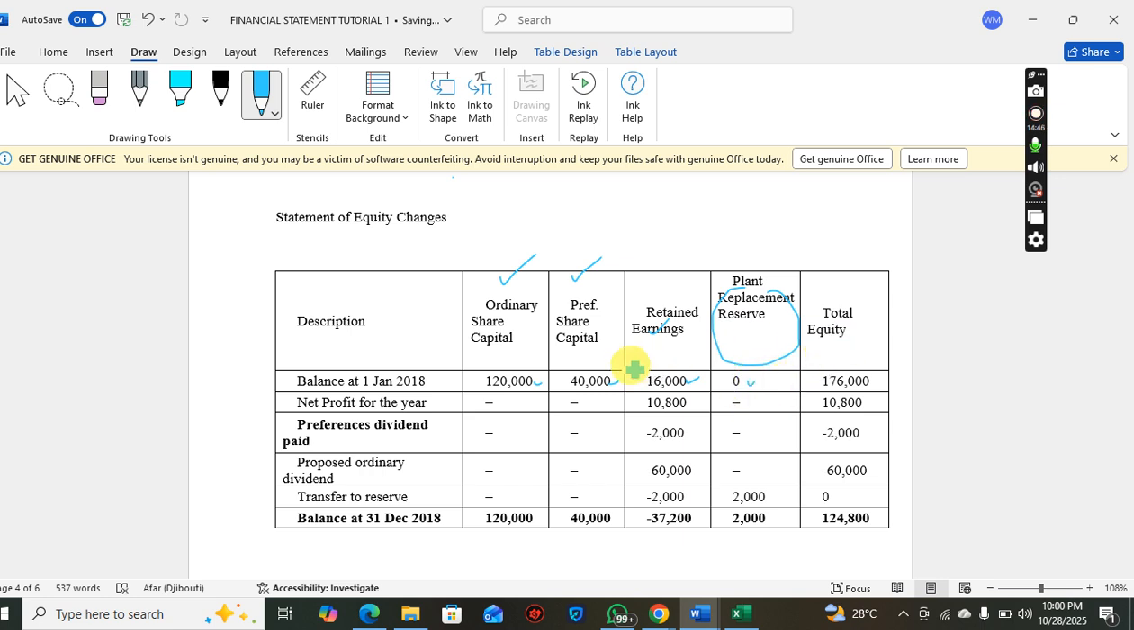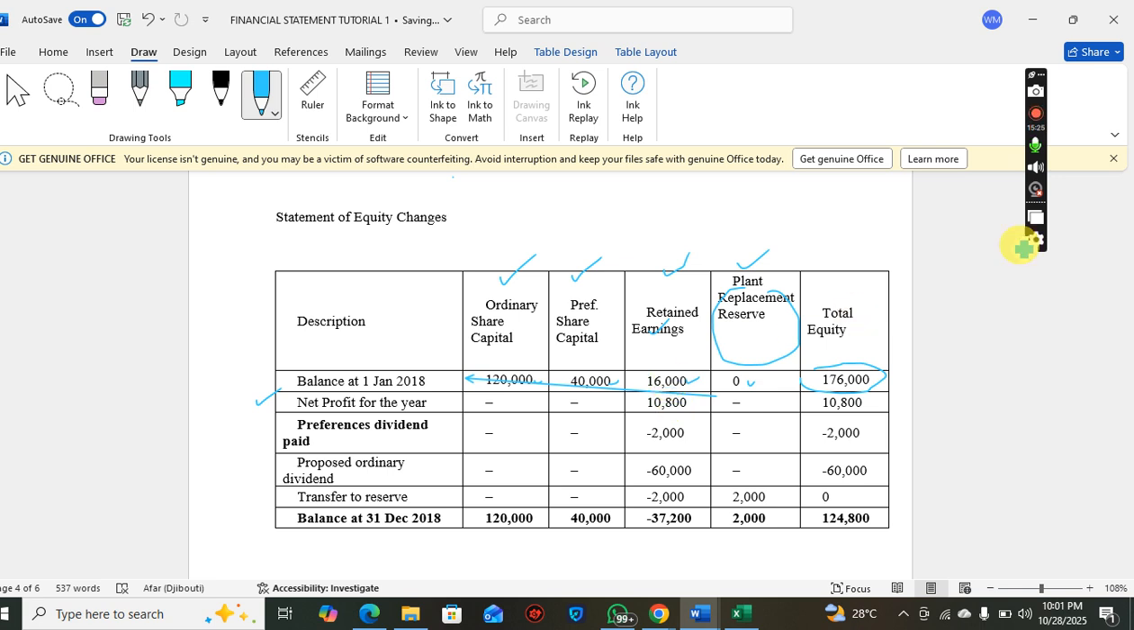Then you have your total equity, where we added 120 plus 40 plus 16. Okay, we got 176,000. So these are all the accounts you find in the equity section, and there will be some adjustments that need to be done with them. The first adjustment is the net profit of the year. You need to add it to retained earnings, because as I said, retained earnings is the profit you keep.